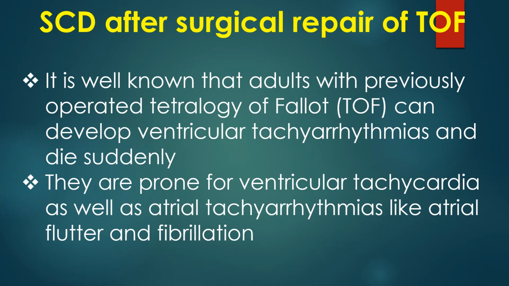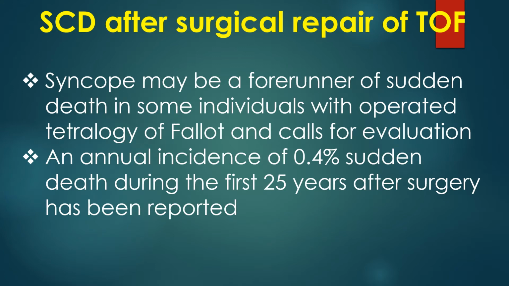It is well known that adults with previously operated tetralogy of Fallot can develop ventricular tachyarrhythmias and die suddenly. They are prone for ventricular tachycardia as well as atrial tachyarrhythmias like atrial flutter and fibrillation. Syncope may be a forerunner of sudden death in some individuals with operated tetralogy of Fallot and calls for evaluation.